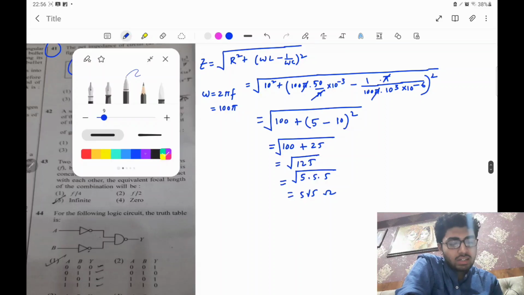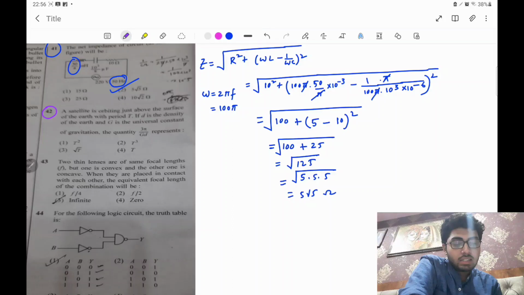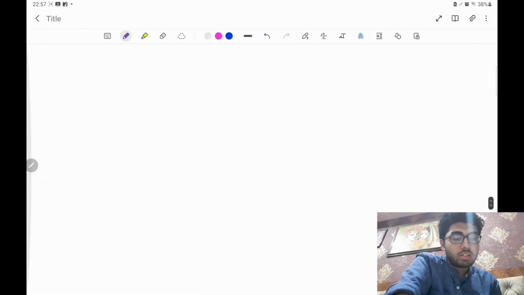The next question is a little bit tricky one. The next question says that a satellite is orbiting just above the surface of the earth with a time period t. Now if d is the density of the earth and G is the universal gravitational constant, then the quantity 3 pi by G d represents... So now you have to understand here to solve this question.